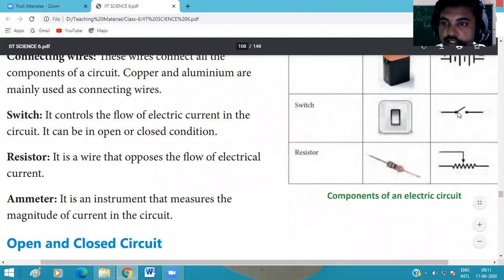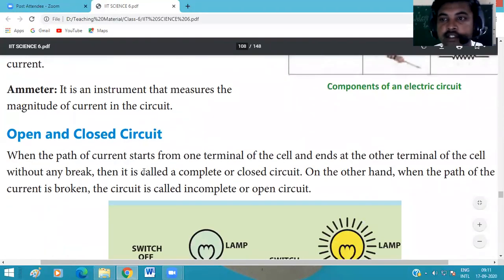A switch, this is the open switch. When it touches, then it is a connected switch or on switch. So there are two types of switch shown, and a resistor we draw in the circuit like this.